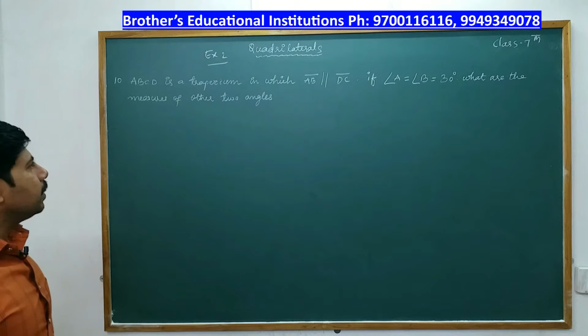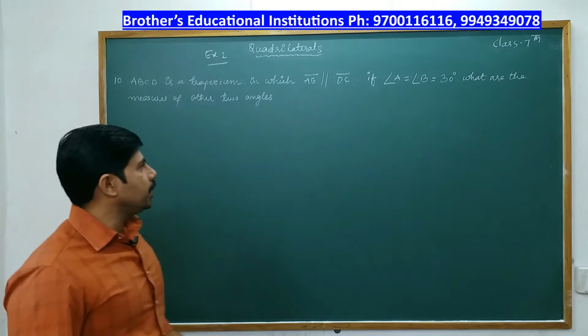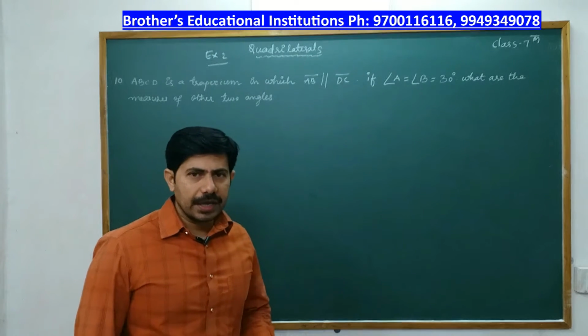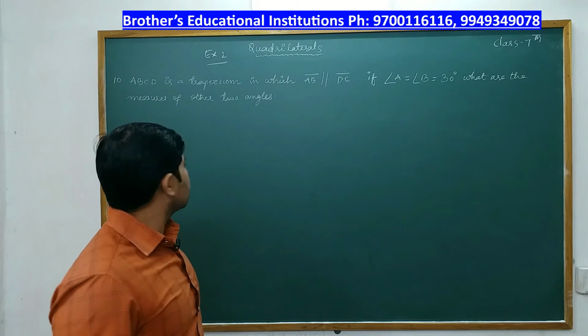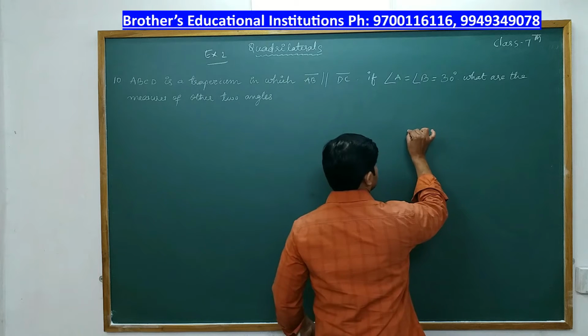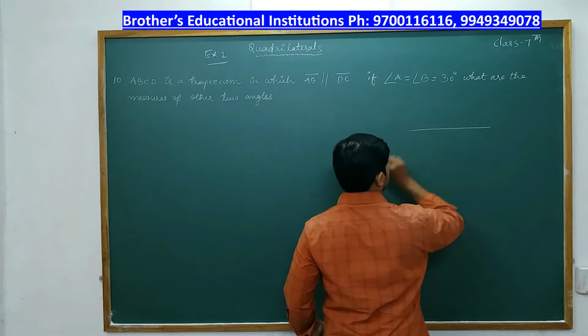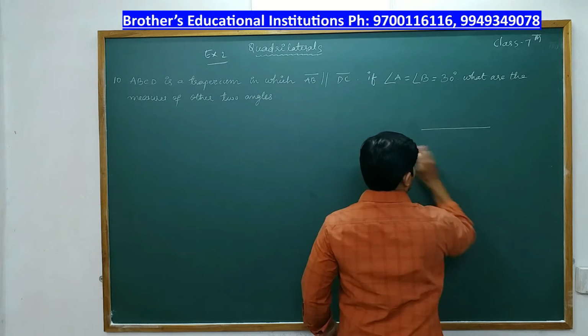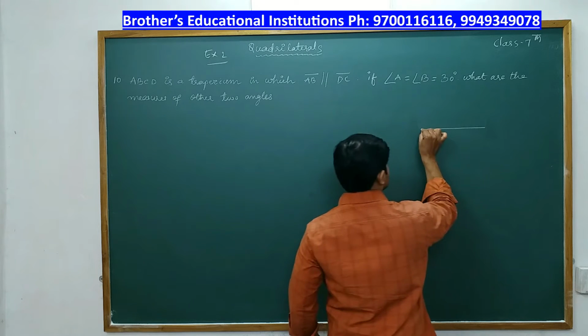ABCD is a trapezium in which AB is parallel to CD. If angle A is equal to 30 and angle B is equal to 30, what are the measures of other two angles? So here we will draw one trapezium.